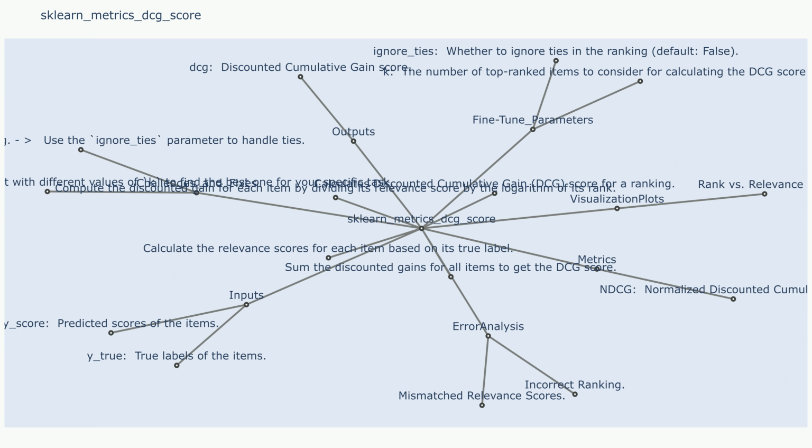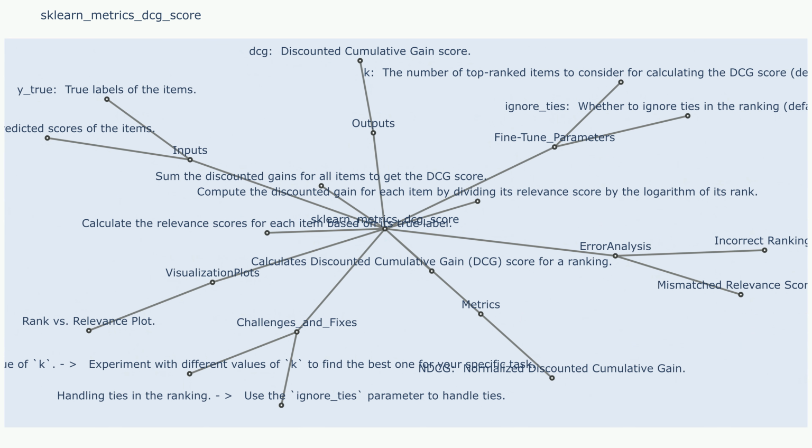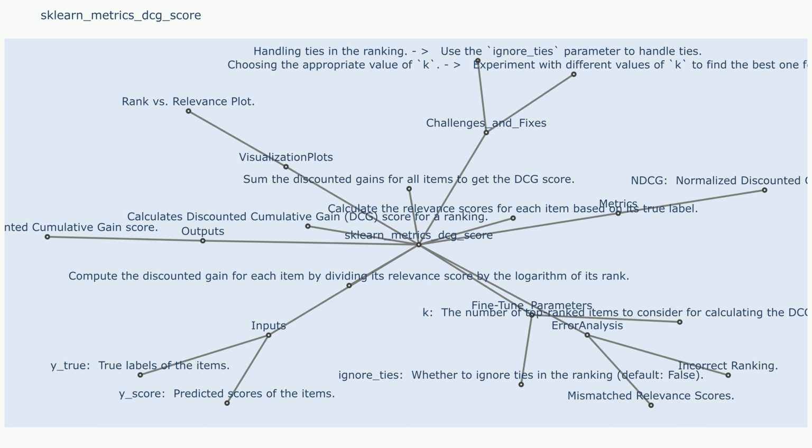Fine-tune parameters. k: this parameter allows you to specify the number of top-ranked items to consider for the DCG calculation. By default, k is set to None, which calculates the DCG for all items in the list. log_base: this parameter is the base of the logarithm used to calculate the discounted relevance scores. By default, it's set to 2. You can change it to other bases as needed.